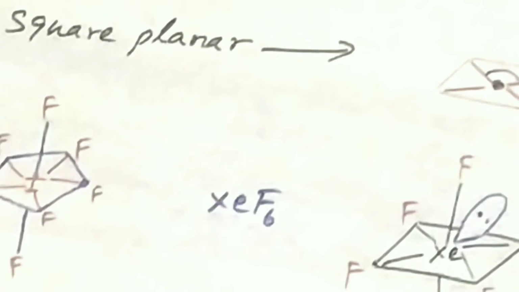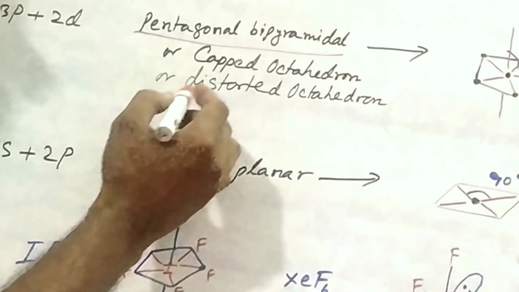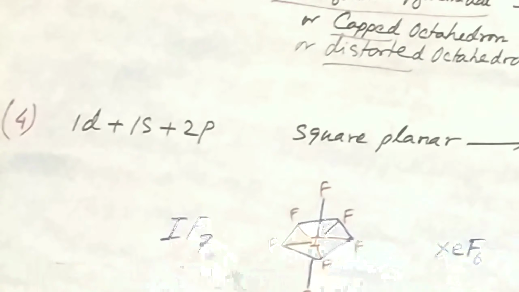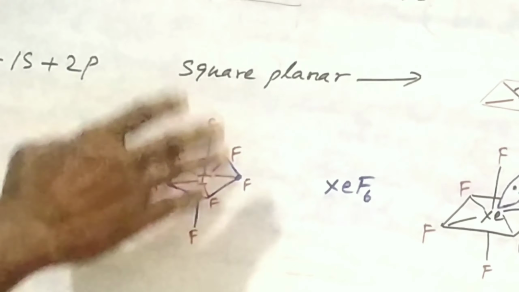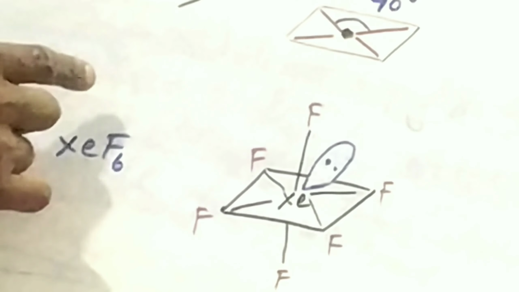Now we will learn the structure, especially what pentagonal bipyramidal and capped or distorted octahedron is. In IF7, that is iodine heptafluoride, there are 7 IF bonds which are situated at the vertices of a pentagonal bipyramid. But in xenon hexafluoride, you see, xenon has 8 valence electrons, and we count from each fluorine atom 1 electron.